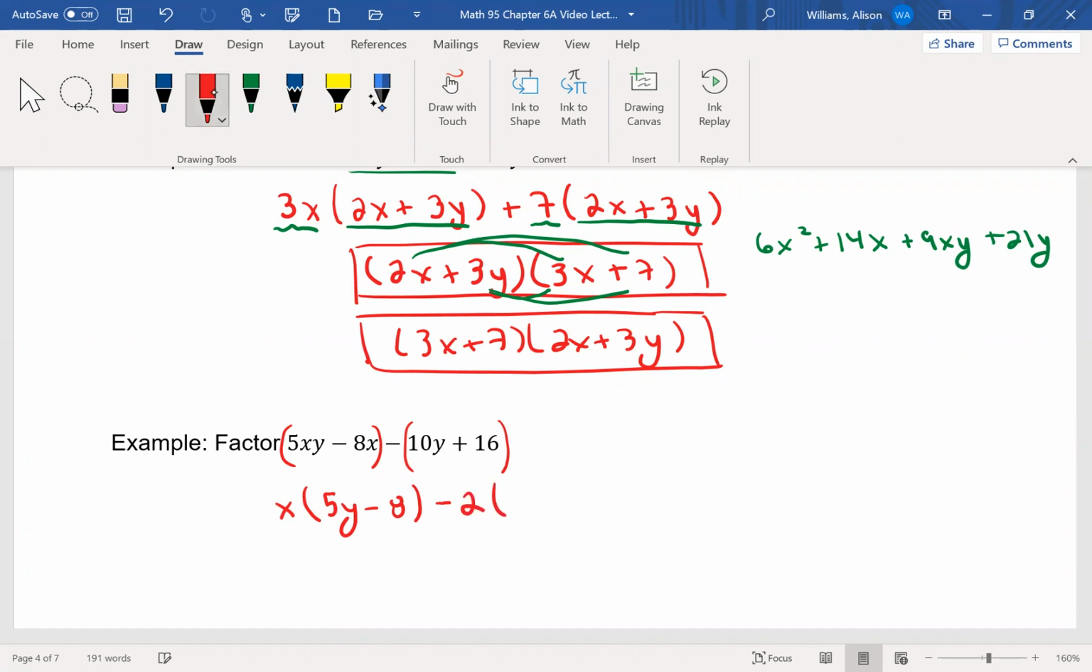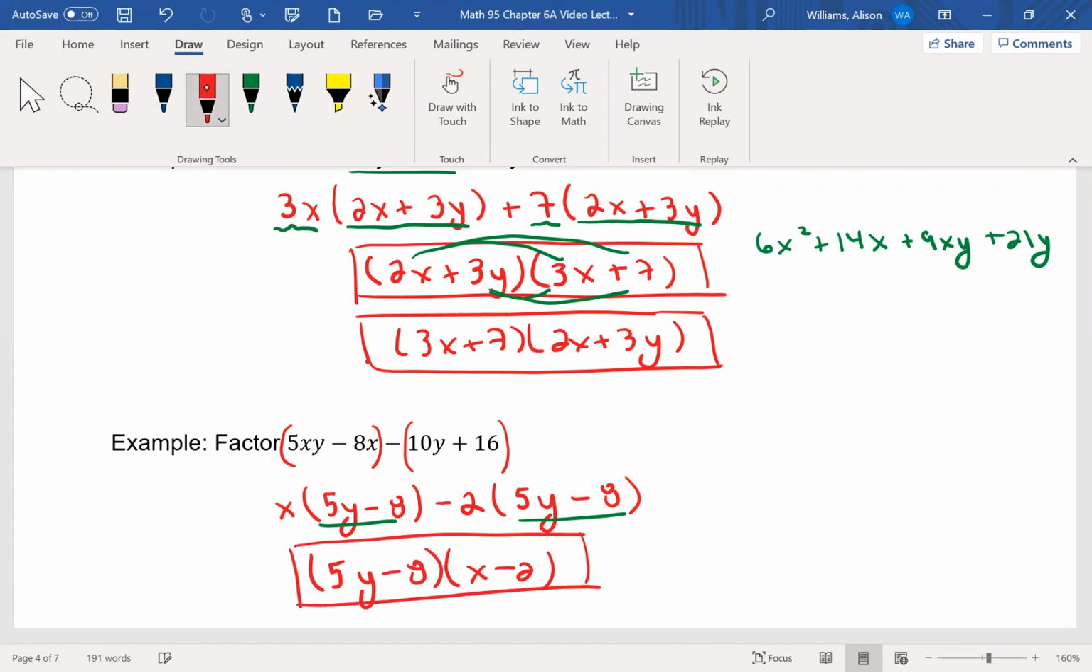And then let's see, I just have 2, right? I think only 2 goes into that. So that'll leave me with 5y. But because I'm factoring out a negative 2, because of that minus sign, I'm treating that like a negative. So when I do 16 divided by negative 2, that's a negative 8, because when I multiply that negative 2 back in, that's going to give me a positive 16. So my blob is 5y minus 8, and I am left with x minus 2 in front of those terms.